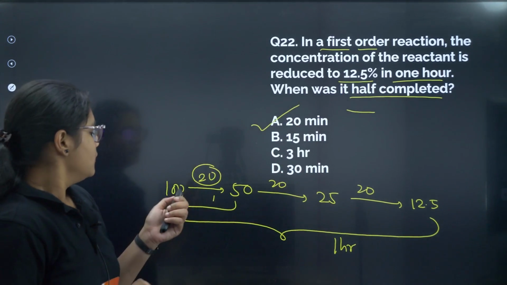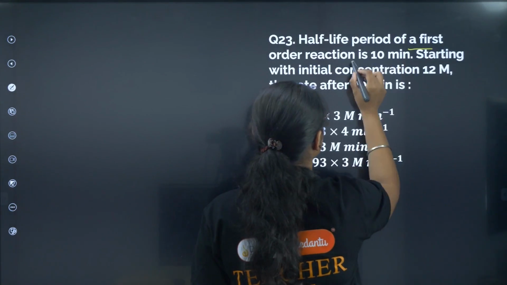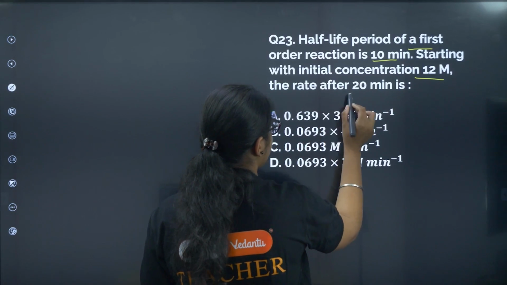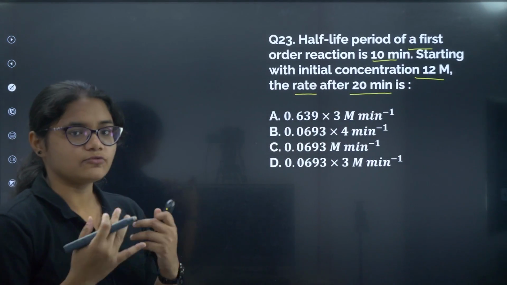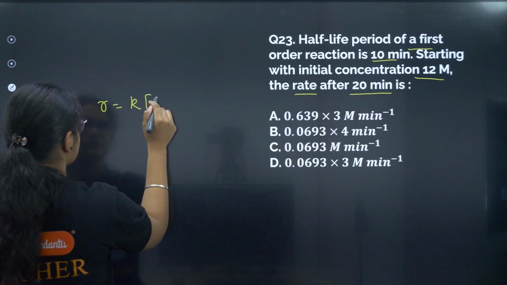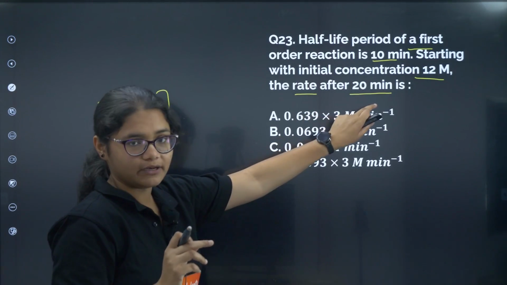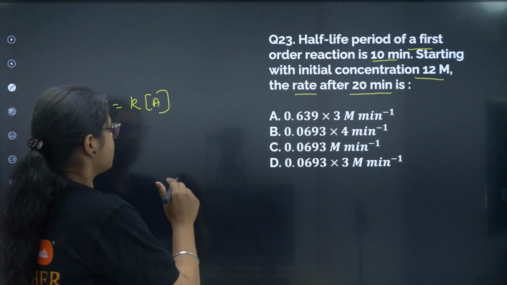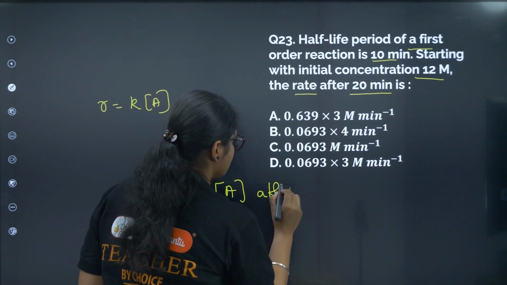Okay. Next, the half-life period of a first order reaction is 10 minutes. Starting with an initial concentration of 12 molar, find the rate after 20 minutes. First of all, what is the formula of rate? Rate is K into the concentration of A. To calculate the rate after 20 minutes, you need the concentration of A after 20 minutes. So first we'll calculate the concentration of A after 20 minutes.